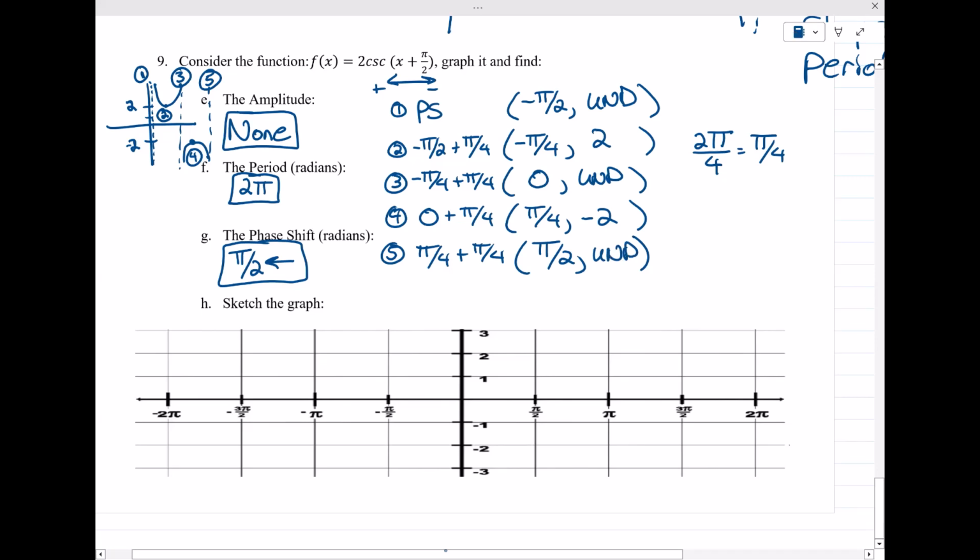So it's really important that you remember what the original parent graphs look like. The negative pi over 2 undefined is an asymptote. Negative pi over 4 and then 2 looks like this. 0 is undefined. Pi over 4 is -2. Pi over 2 is undefined. That's what the graph would look like.